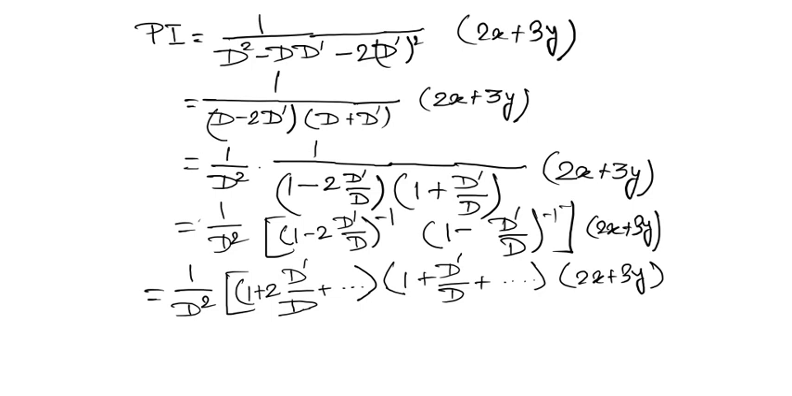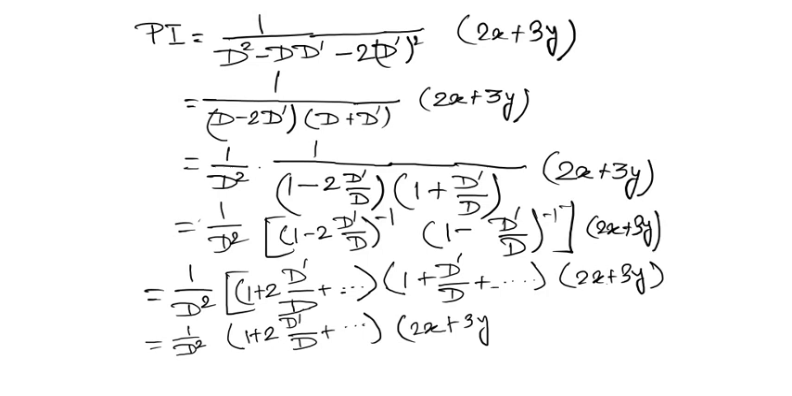That's why I have not written it in this factor also. If this term is not linear, suppose x square appears there or y square, then you have to write one more term here also, both the places. Now I continue this case, 1 by D square, then 2 into D dash by D plus dot dot dot. Now 1 into 2x plus 3y will give you 2x plus 3y.